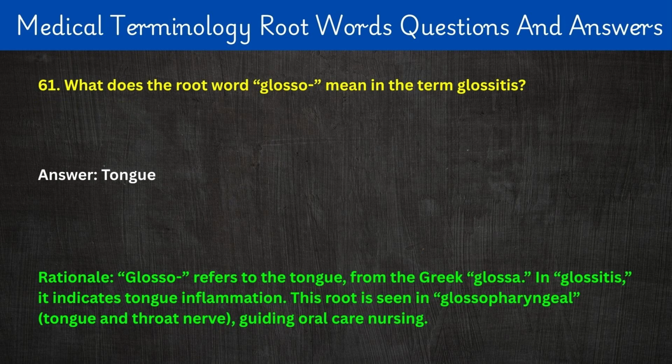61. What does the root word glosso- mean in the term glossitis? Answer: tongue. Rationale: Glosso- refers to the tongue, from the Greek glossa. In glossitis, it indicates tongue inflammation. This root is seen in glossopharyngeal, tongue and throat nerve, guiding oral care nursing.